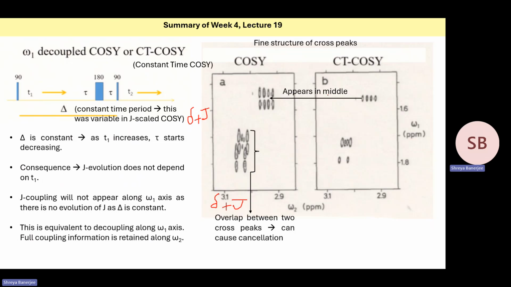In CT COSY, what you are doing is you're making the total time from the first 90 to the final 90 constant. This is the time period T1, that is, it will affect the axis omega 1. So in omega 1, this total time is constant. If the time is constant, there is no J evolution, and so the J information will disappear from the omega 1 axis. You will only have delta along omega 1 and omega 2 remains the same. It will be delta plus J.